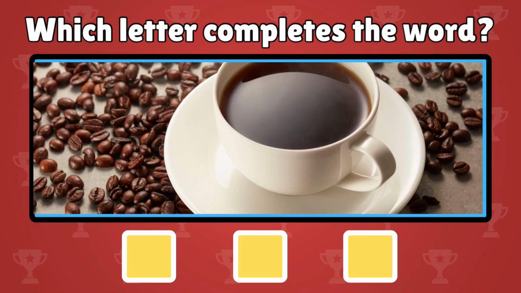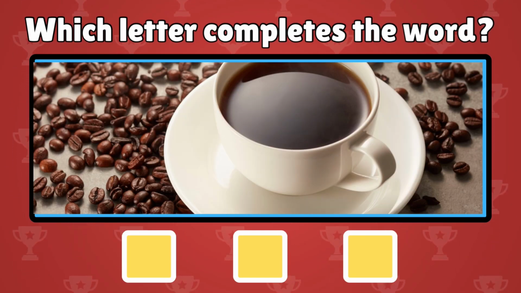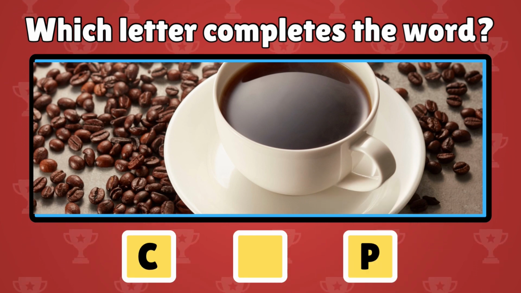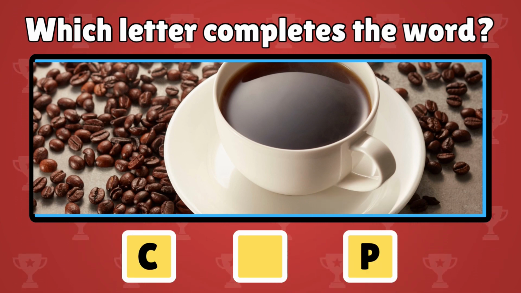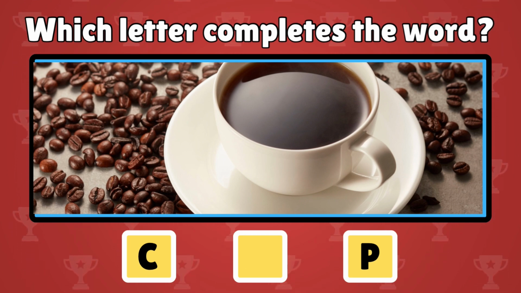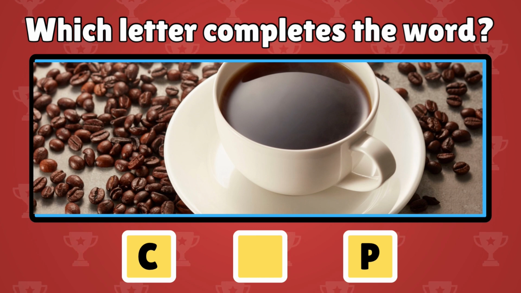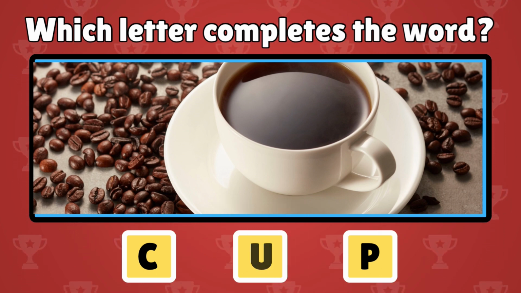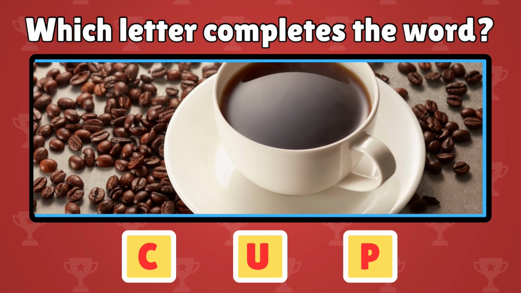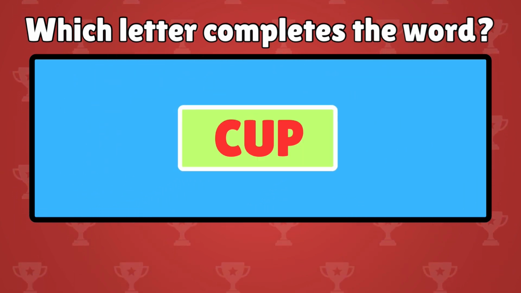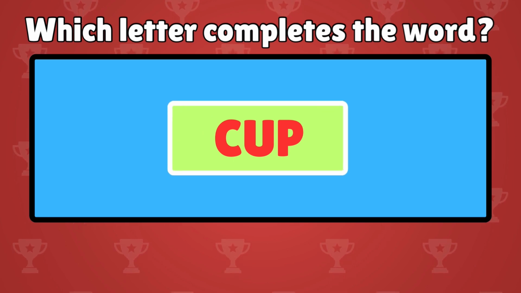Look at the picture. It is a cup. Here, vowel is missing. C, P. Which letter completes the word? It is U, C-U-P. Cup. Can you say it again? C is for cup. Cup.